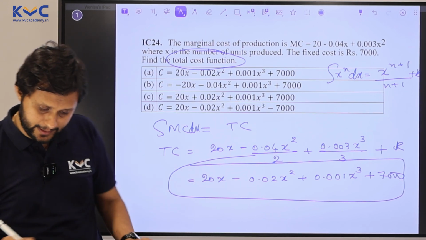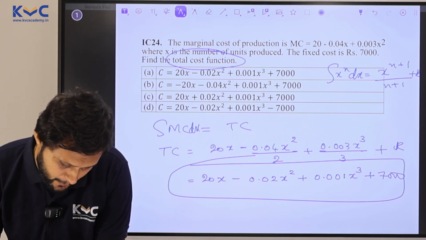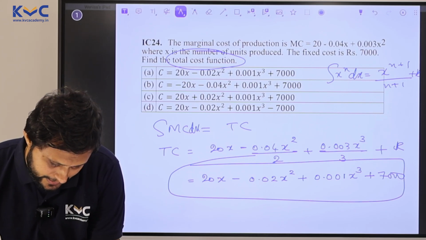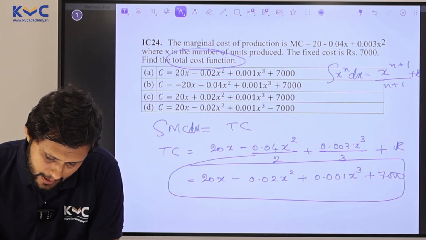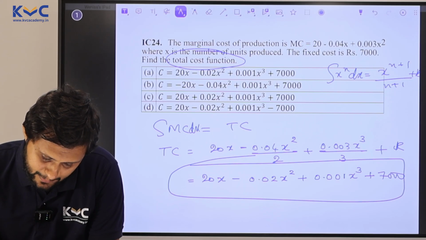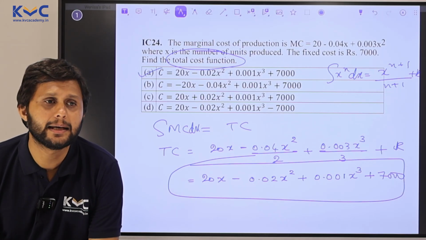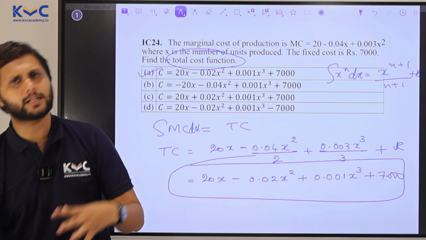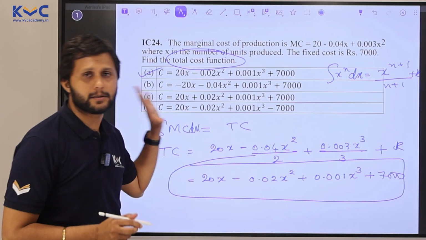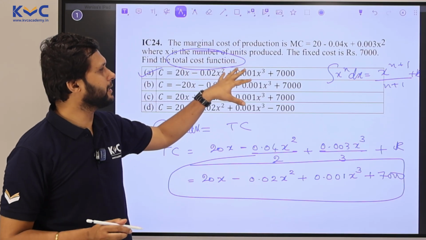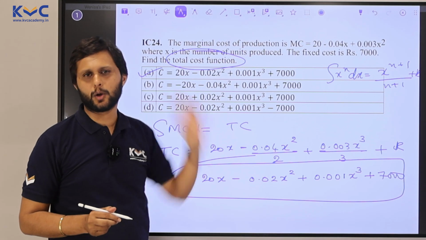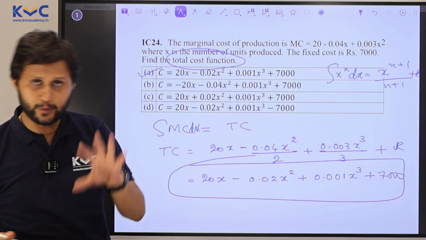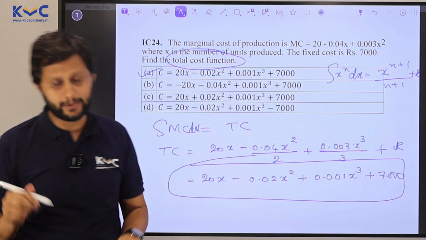So where is it now? Where is it in the options? 20x should be positive, so option B is out. Minus 0.02x square, so C is out. We have A and B remaining. Plus 0.001x cube and plus 7,000. So option A is the right answer. See, alternatively, if you are finding integration difficult, you can differentiate the options. These are cost functions, no? Just differentiate the options. You should get marginal cost if you are quick with differentiation. Fine. Anyways, otherwise if you know integration, this is a very simple question. Question number 24 is done.